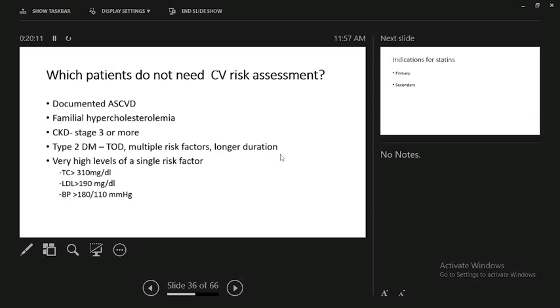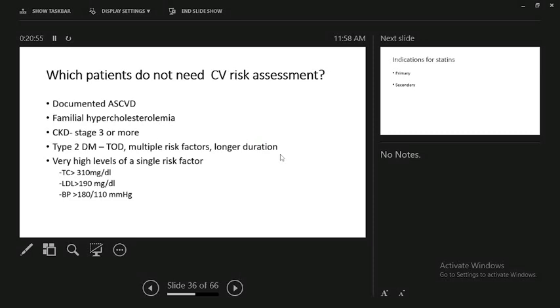So, which patients do not need CV risk assessment? Because they are already at high cardiovascular risk, you don't need to check their cardiovascular risk assessment. If they already have established cardiovascular disease, familial hypercholesterolemia, chronic kidney disease stage 3 or above, or type 2 diabetes with target organ damage, for example microalbuminuria, or multiple cardiac risk factors along with diabetes, or diabetes of long duration, more than 10 years, you don't need to check the CV risk. Their risk is already high.